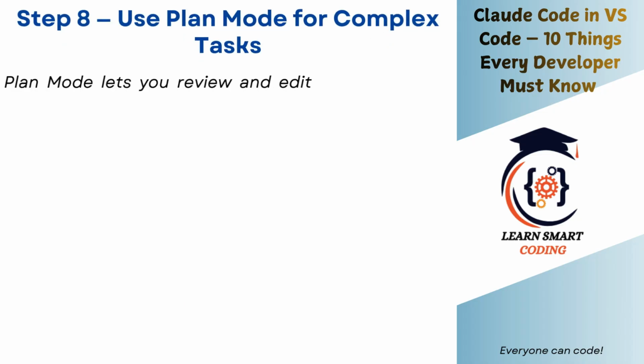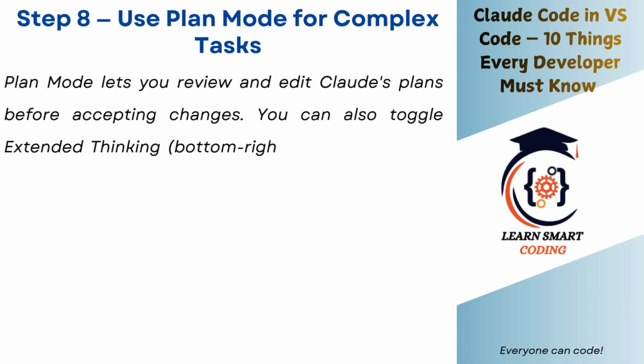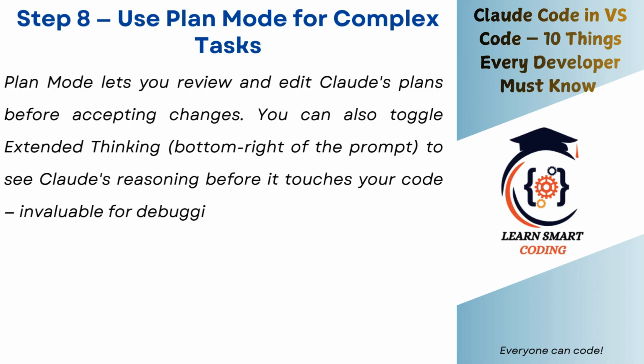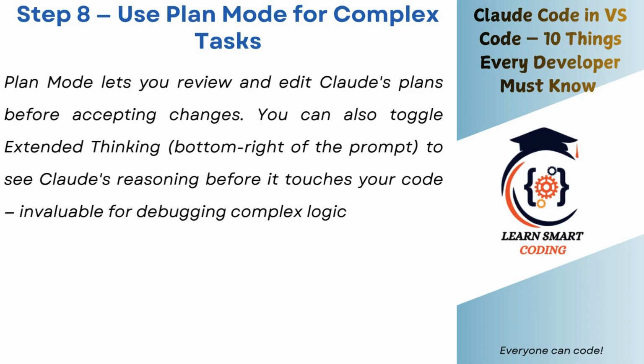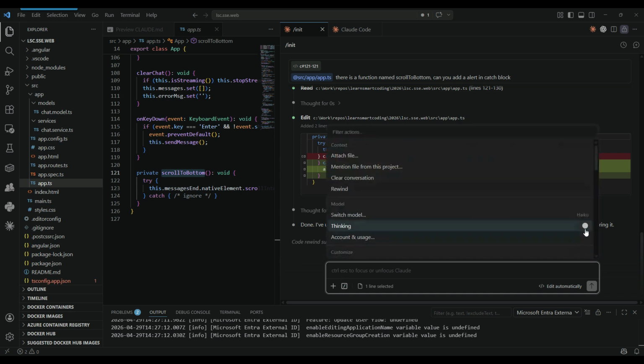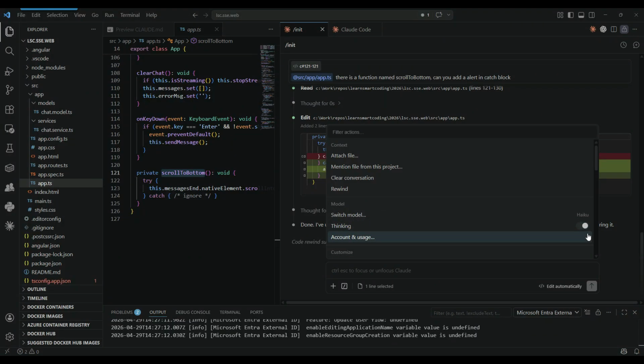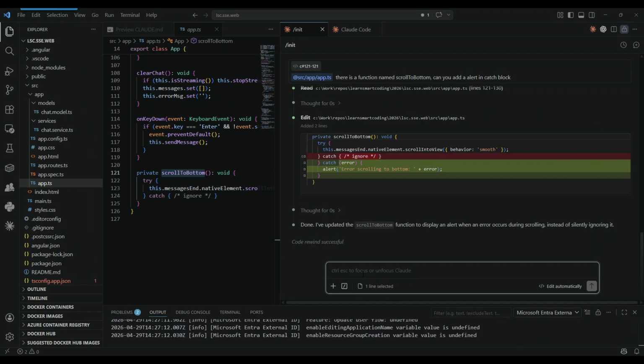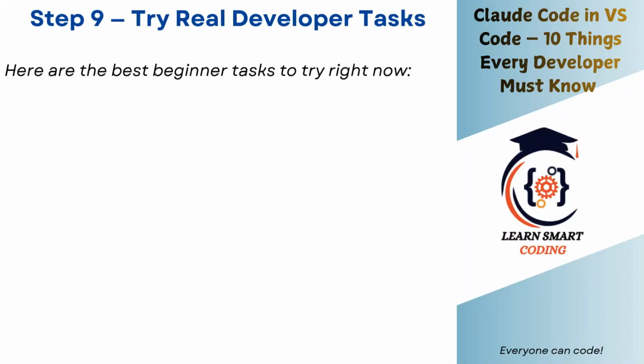The next step 8 is use plan mode for complex tasks. So plan mode lets you review and edit Claude's plan before accepting the change. Okay, so if you go here, you see there's something called thinking. So you can also toggle this thinking button, like enable and disable, to see the Claude reasoning before it touches your code. This is very much invaluable for debugging complex logic. We do not have any complex logic here, but don't worry, we will see all of those things in the upcoming videos.